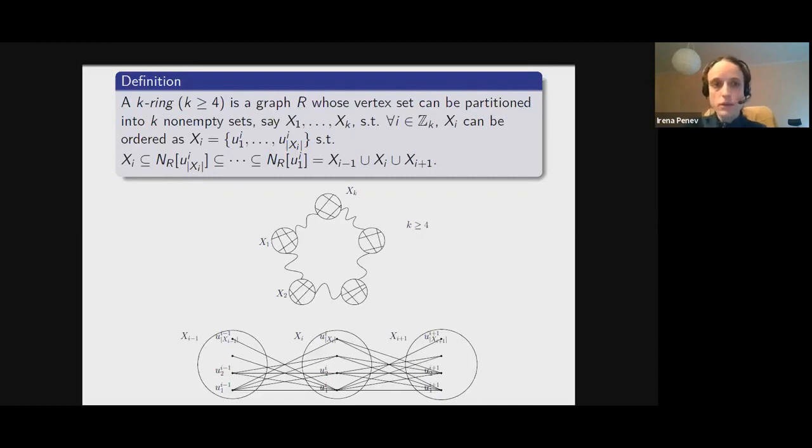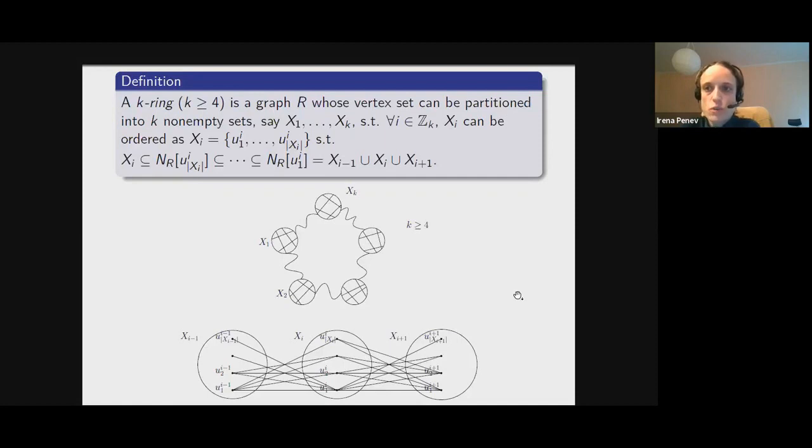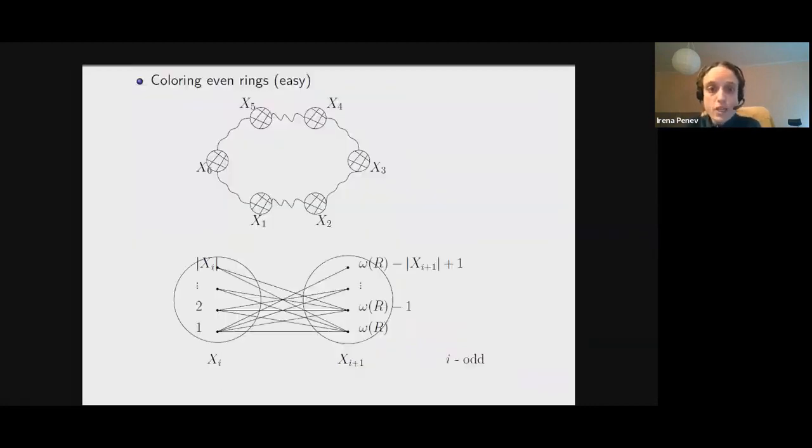And then there was a second paper that we had, and I'm just going to talk about it in a minute, that actually shows you how to color these rings. Now, the first thing I should say, very briefly, is that recognizing rings is not a problem. That can be done in quadratic time. That we inherited from the first paper. The problem was coloring. So we want to color rings.